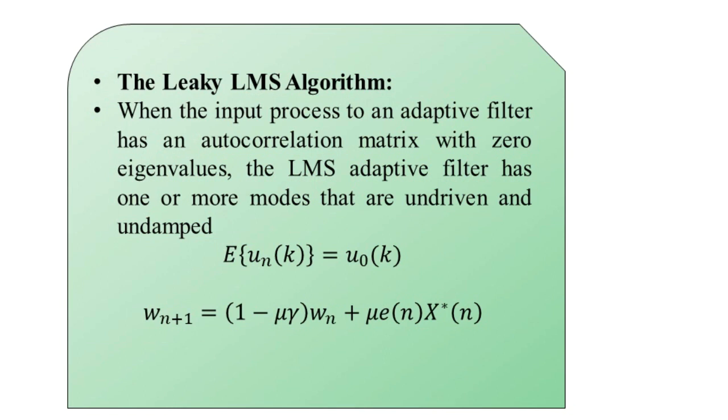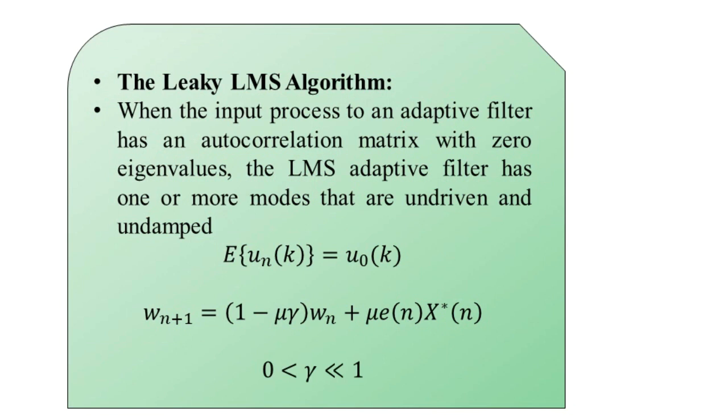So the bracket 1 minus mu into gamma is multiplied by the weight W suffix n. This is further added to the second term, where we have mu multiplied by e of n, further multiplied by the complex conjugate of the original signal x of n. See, the value of the leakage coefficient gamma is always greater than 0, whereas it is very much less than 1.